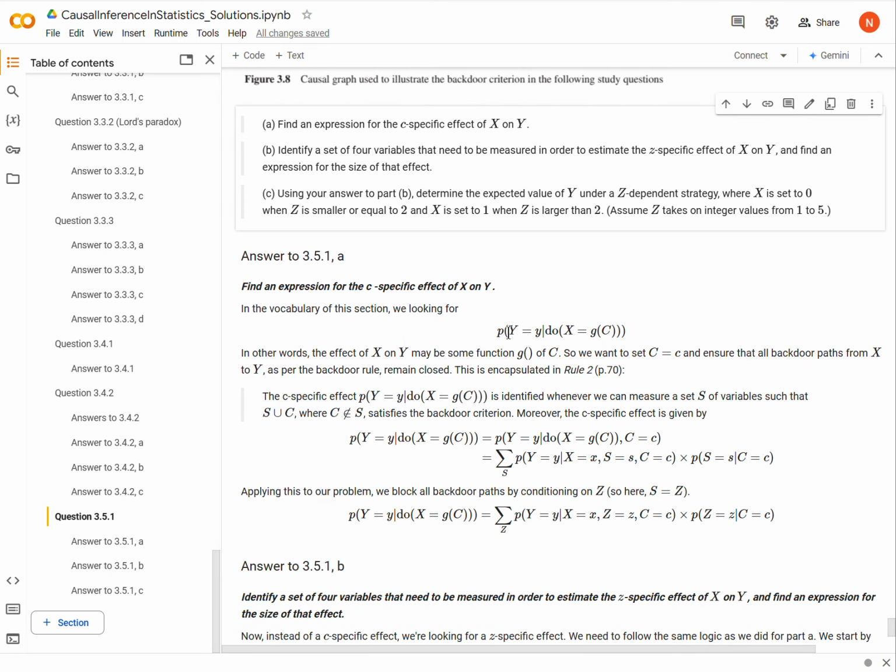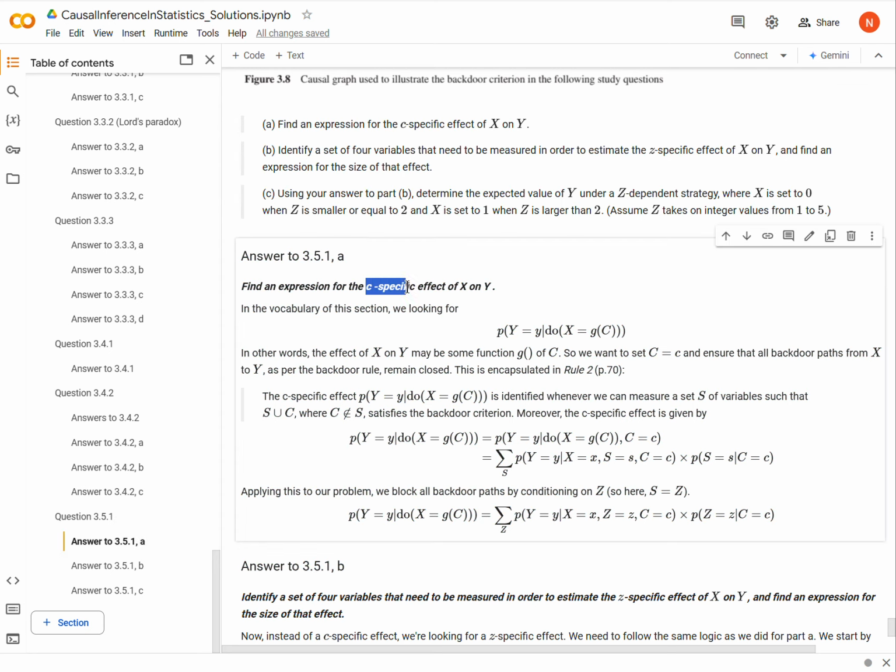So when we are looking for the C-specific effect, we're calling it C-specific here because we're looking at C, but I think in the book this is generally called the Z-specific effect to imply any other variable that is not X or Y. We're looking for this expression right here. So we're looking for the probability that Y takes on whatever value, given that X equals some value, and the value of X is some function of C.